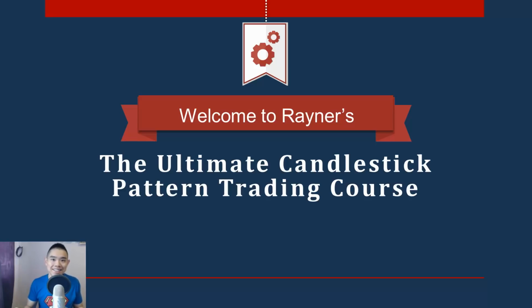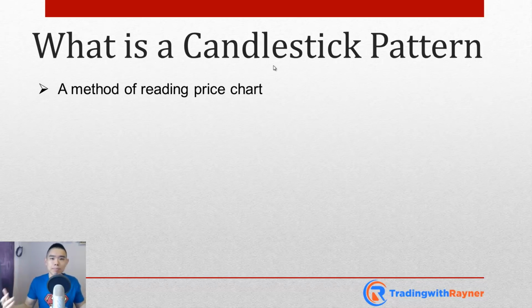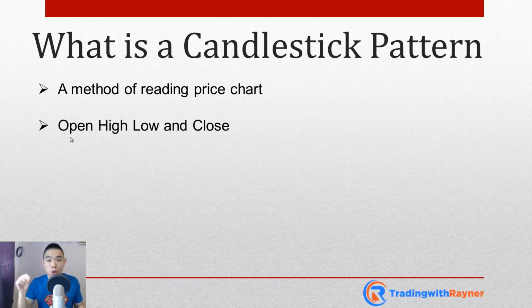Then let's begin. So now the first thing to get started is, what is a candlestick pattern? A candlestick pattern is essentially a method of reading a price chart. It originated back in Japan. That's the history. And the key component of a candlestick chart is that it shows you four things. It shows you the opening price, the high of the session, the low of the session, and the closing price.